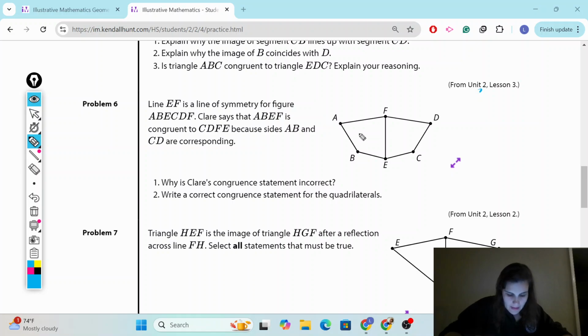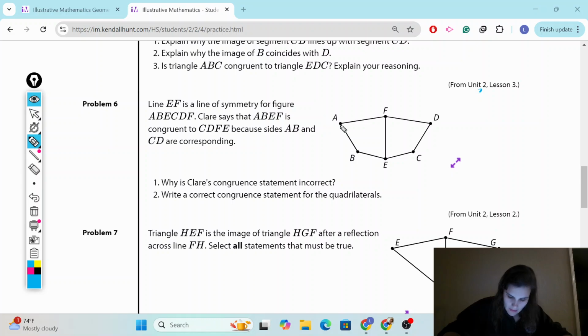So it's that whole figure. Claire says that ABEF is congruent to CDFE, besides A, B and C, D correspond? Why is Claire's congruent statement incorrect? Write a congruent statement for the quadrilaterals.